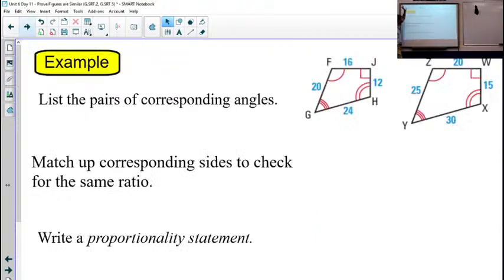So what we're basically going to do with this first example is use those symbols and definitions in order to show that these two shapes are similar. We're going to match up all the sides, we're going to match up all the angles, and we're going to use that to say that our shapes are similar.